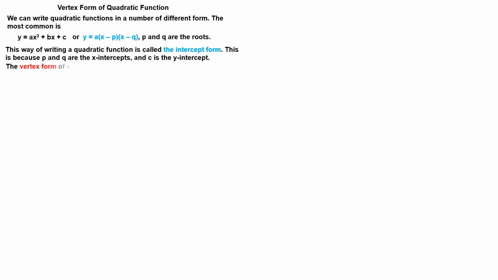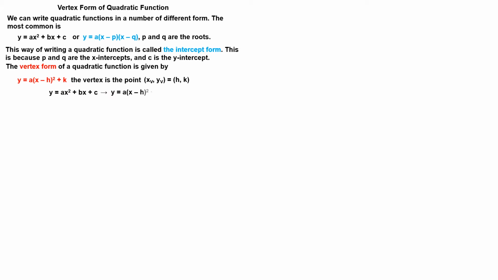The vertex form of a quadratic function is given by the formula y = a(x - h)^2 + k. This way of writing a quadratic function is called the vertex form because the vertex is the point (h, k). Writing a quadratic in the vertex form is known as completing the square. So, to convert a quadratic function from standard form to vertex form, we use the process of completing the square.